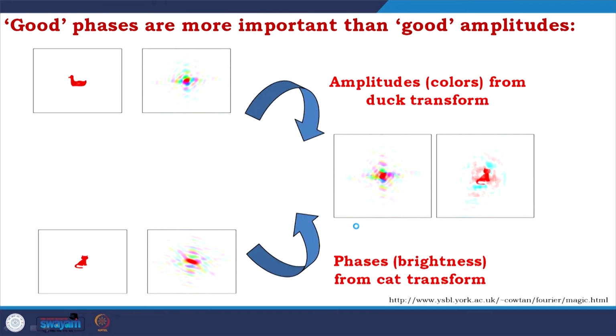So, now if you have pictures which have phase and amplitude, if we take amplitude or color of a picture from the Fourier transform, and we get phases or brightness from the transform of the cat, you see that you could see the cat, that means good phases are more important than good amplitude.